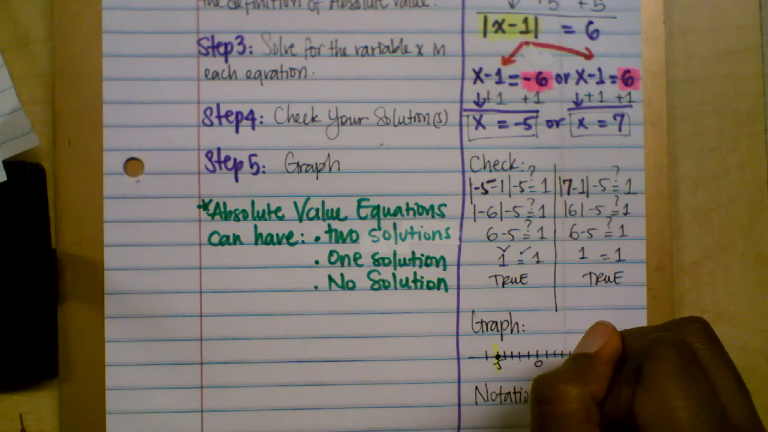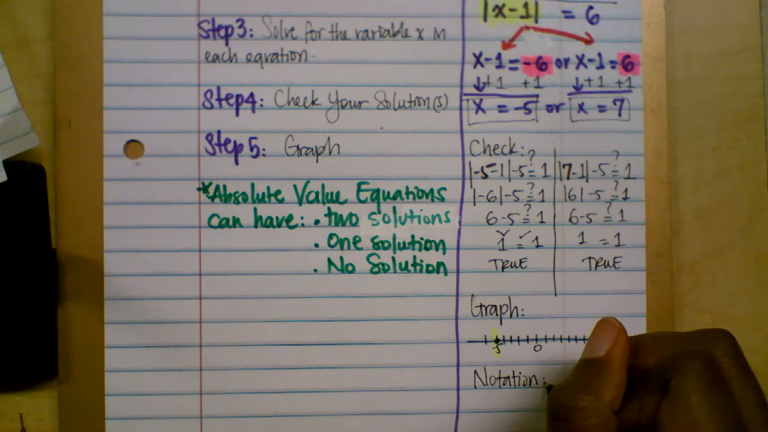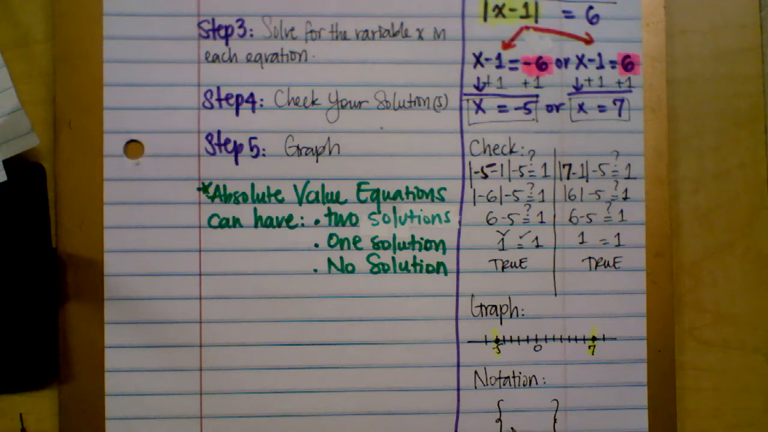Okay, notation with brackets. So the way you write the solutions, you want to use brackets, two brackets like this. Inside the brackets, you're going to write the solutions. For our equation, you have two solutions. If you have one, you write one number.